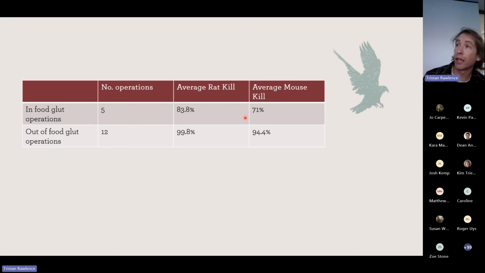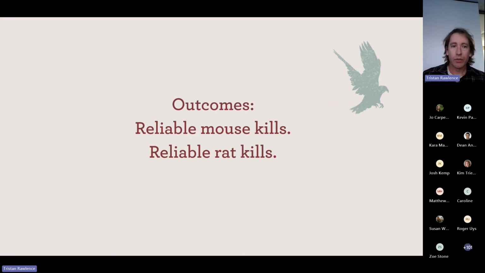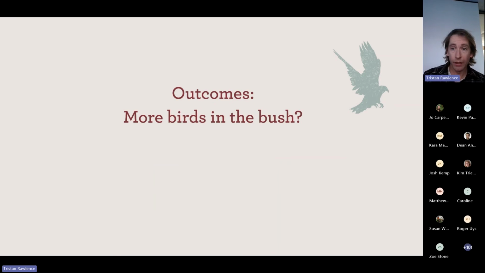And the mouse kill rate, which is possibly the most exciting thing, is 94.4%. So we're finally getting some consistent high mouse kills, which is quite exciting, especially as Josh has outlined the secondary poisoning potential for that. So outcomes for that is reliable mouse kills and reliable rat kills. And hopefully an outcome of that might be more birds in the bush.